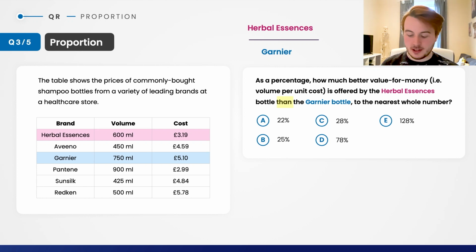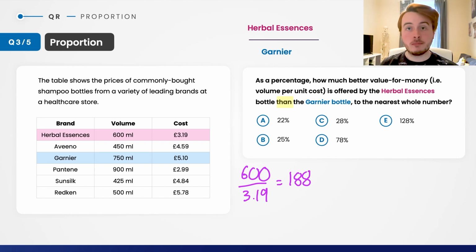So we're going to have to do a calculation first. As you see here, we've got volume per unit cost. So all we're going to do is do volume divided by cost. So for Herbal Essences, that's going to be 600 divided by 3.19, which I'll pop into my calculator, and that gives me 188. So that is my volume per unit cost.